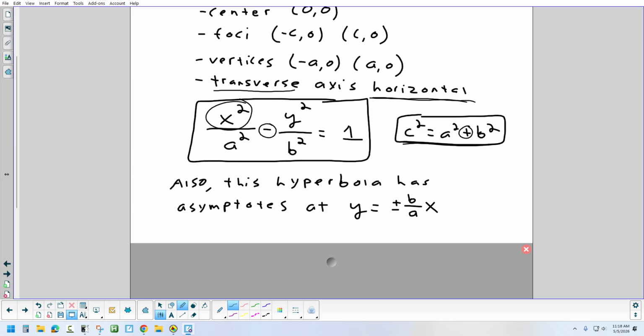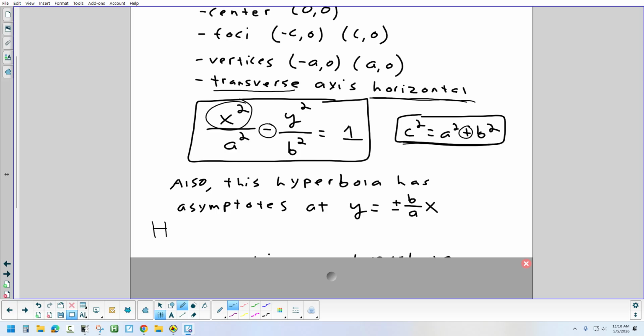When your transverse axis is horizontal, the slope of the asymptote is going to be b over a. What I really remember is this one. When your transverse axis is vertical, it's a over b. So I remember that, VAB. Vertical transverse axis means the asymptote has a slope of a over b. That's kind of how I remember it. And then horizontal is b over a.